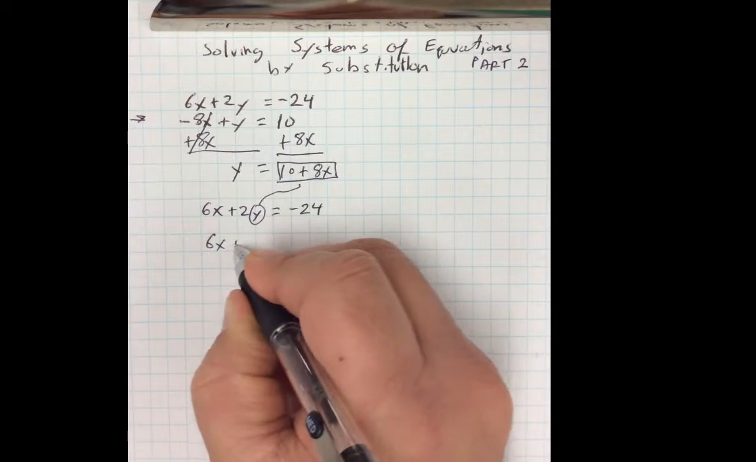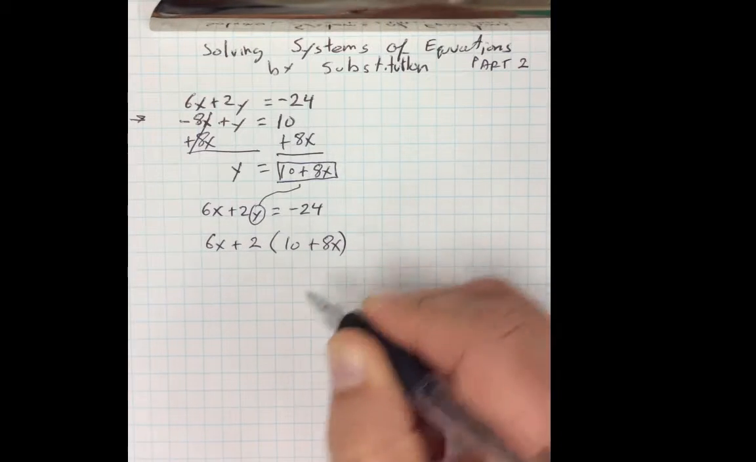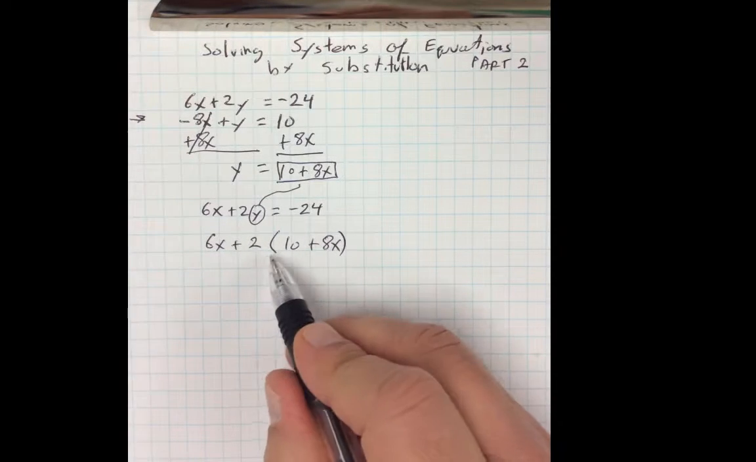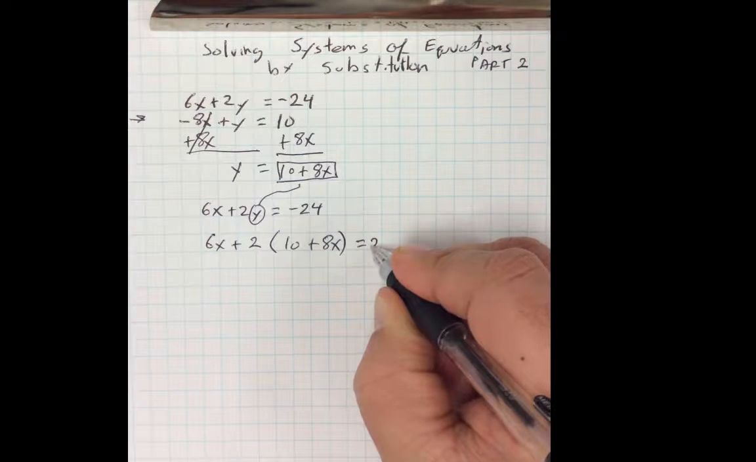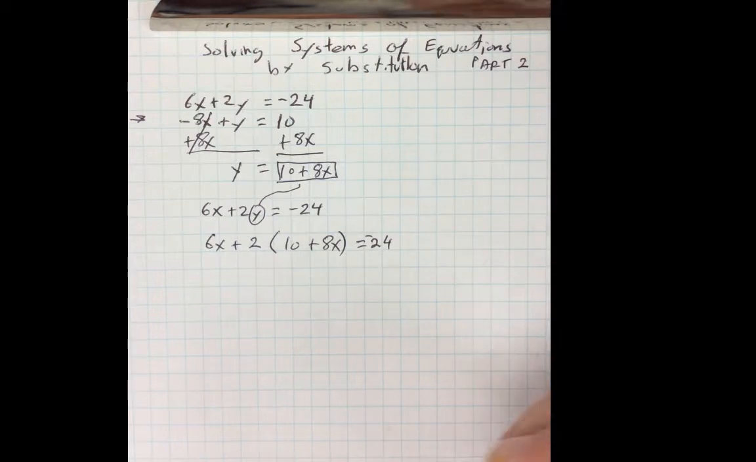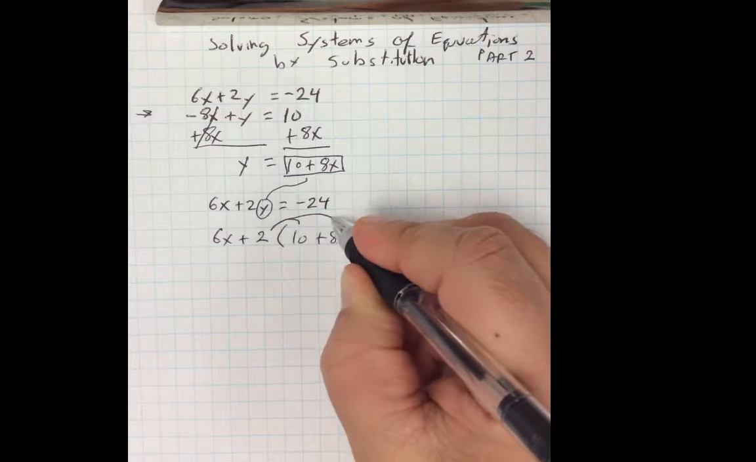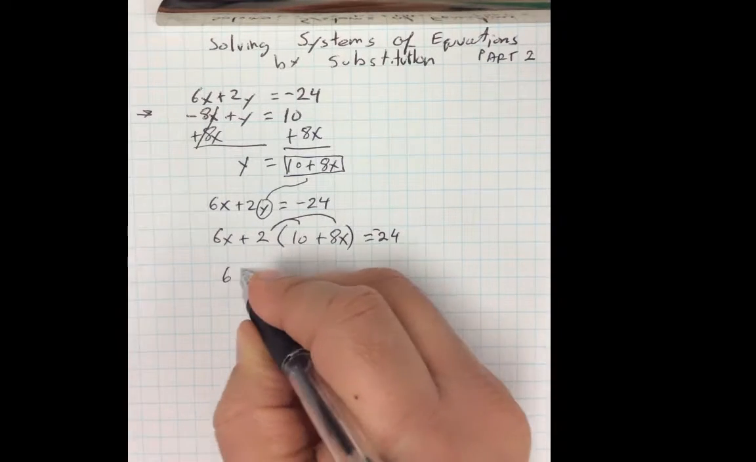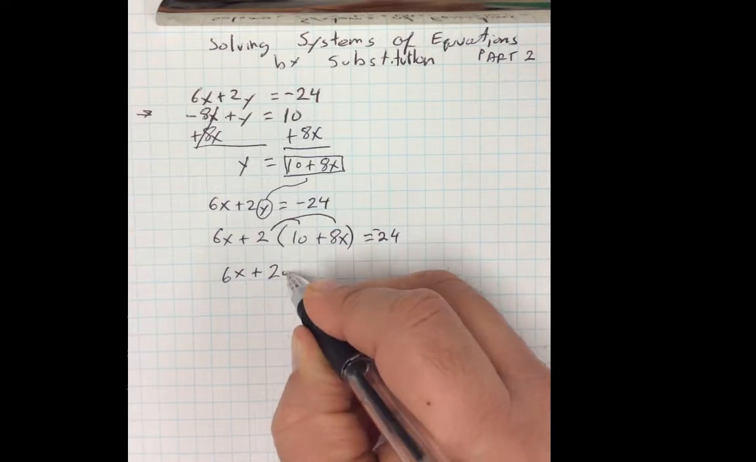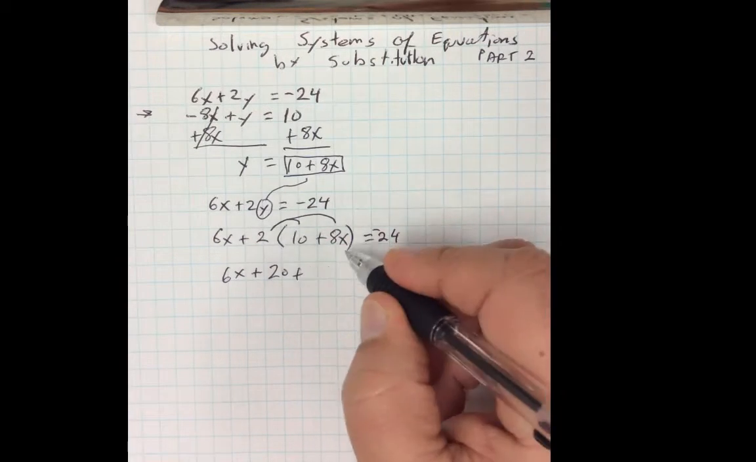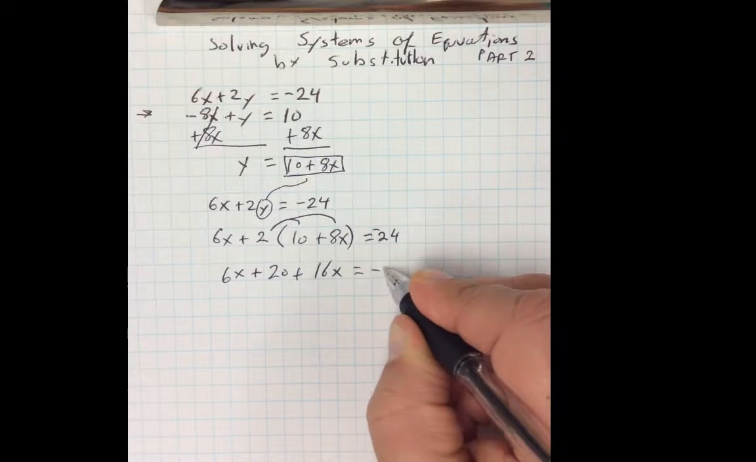So we'll say 6x plus 2 times (10 plus 8x). Remember, if it has 2 next to parentheses, it's 2 times whatever's in the parentheses. And that's going to equal negative 24. When you have 2 times what's in the parentheses like this, we have to distribute. So 6x stays the same, then plus 2 times 10, which is 20, plus 2 times 8x, which is 16x, equals negative 24.